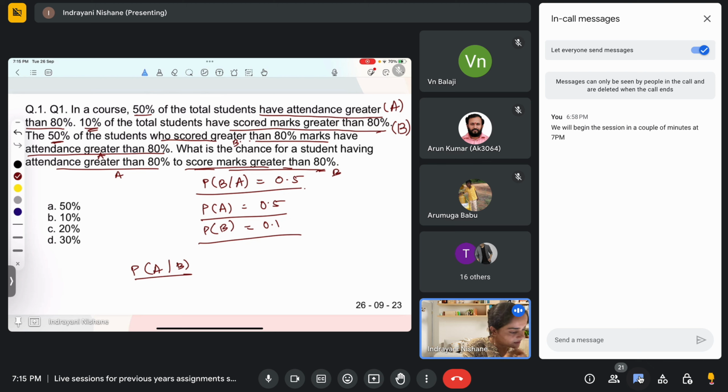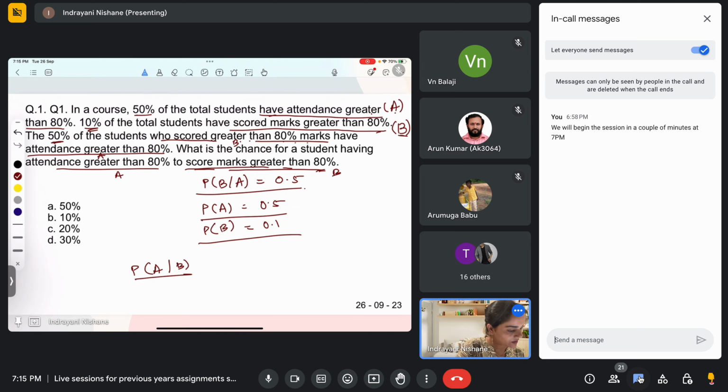Okay, let us interpret it once again so that we don't get confused between A and B. Attendance, we are calling it condition A. Then probability of having score greater than 80, condition B. So there is a 50% chance that a student who scored greater than 80% has attendance greater than 80%. Now what is the chance of a student having attendance greater than 80% to score greater than 80%?